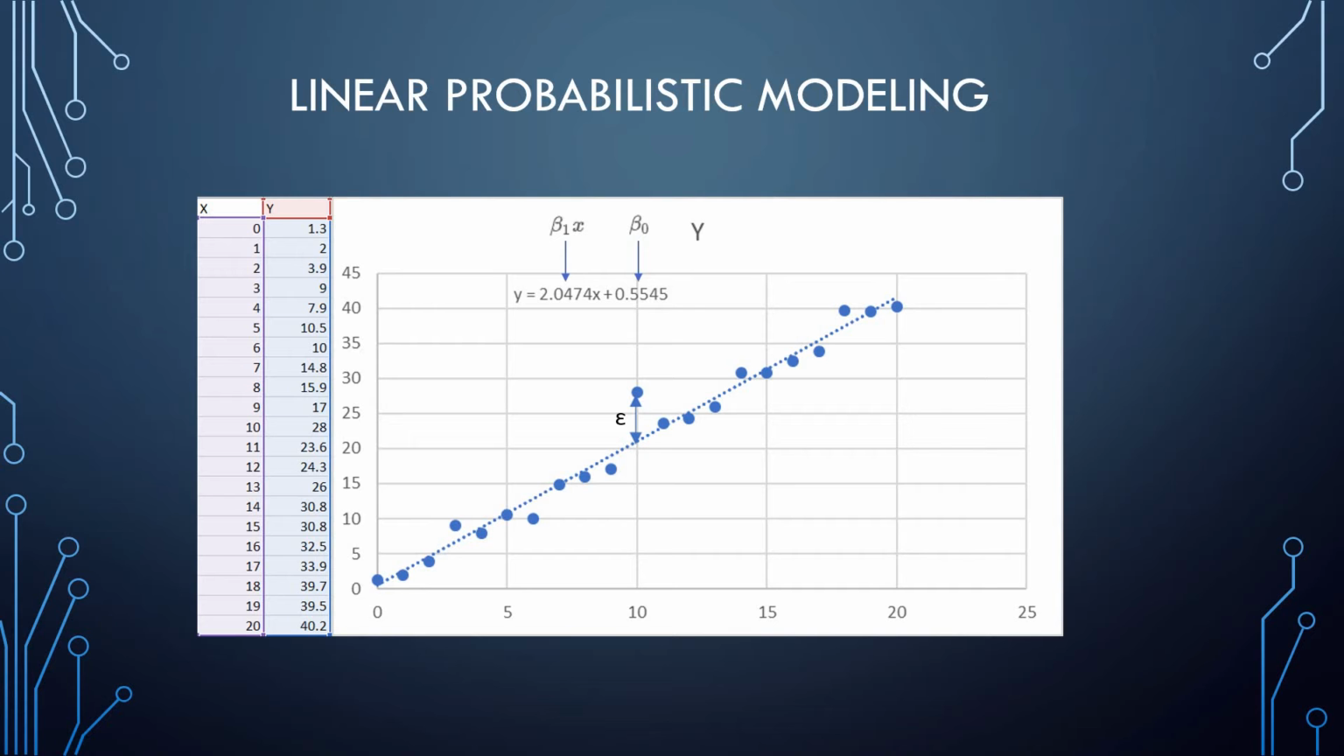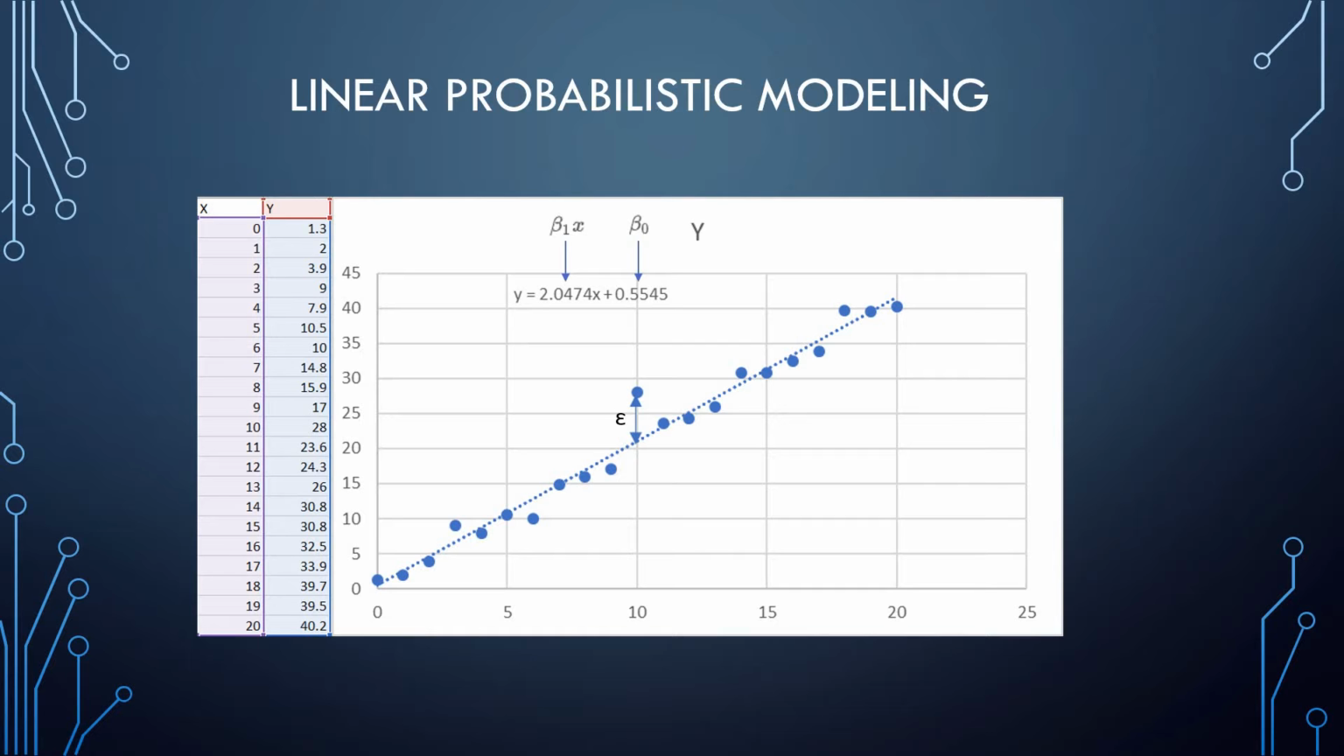Hello everyone. Today I'll be explaining the basic concept as well as engineering application of linear probabilistic modeling. Linear probabilistic modeling is taking a set of data and seeing if there's a positive or negative relationship between them. As you can see in this graph, there's a positive relationship between the x and y components.